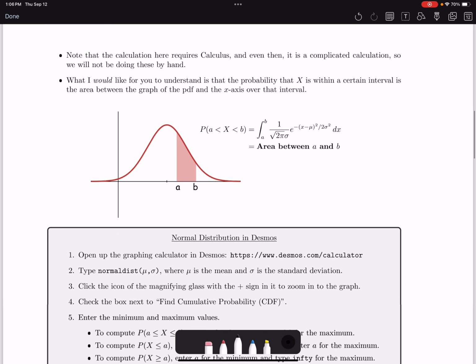What I would like for you to understand is this: the probability that x is within a certain interval, let's say between a and b, is equal to the area between the curve and the x-axis over the interval. So probability corresponds to area. So the probability x is between a and b is just this area right here.